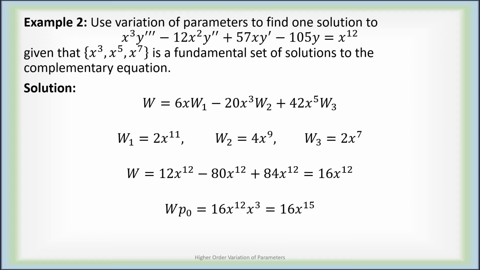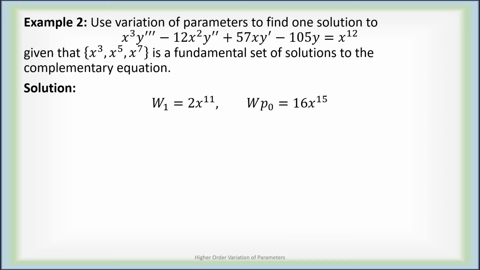W times the leading coefficient is always the denominator in the next part of the problem that we work through, so we're just going to go ahead and state that W, 16x to the 12th, times the leading coefficient of the differential equation, which is x cubed, up here, this x cubed. So that denominator is always going to be 16x to the 15th. All right, so we've computed W1 to be 2x to the 11th and the denominator to be 16x to the 15th.